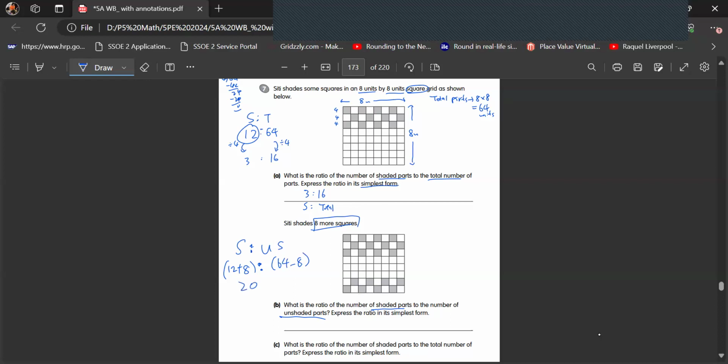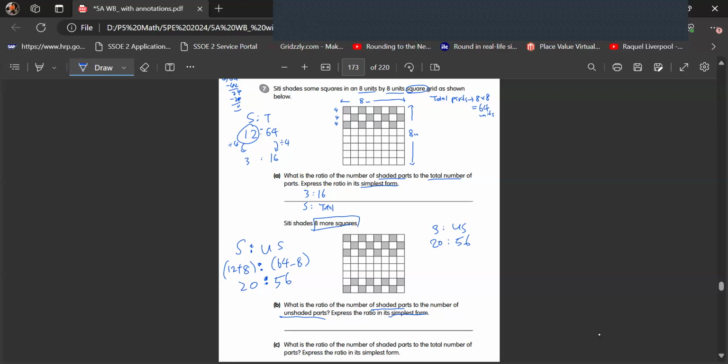So you got 20 is to 56. Is that correct? In simplest form. That's challenging. So 20 is to 56. You can count one by one, no issue in that. But I will use the shortcut from the previous question. I know there were 12 that I counted already. Then I plus 8 more. Then I know there is 64 altogether. Then minus the 8 that was shaded is 56.